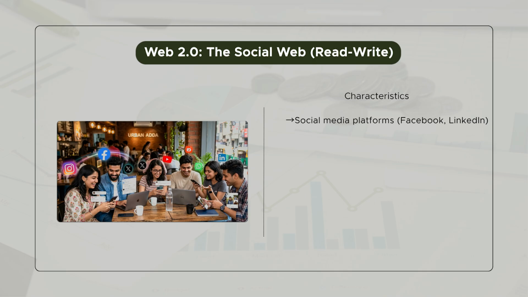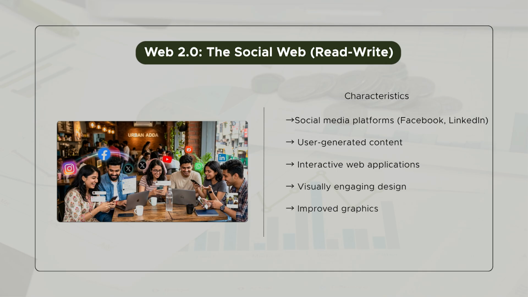The emphasis a lot more was now on user-generated content. Remember, in Web 1.0, the users were not writing. They were only seeing, consuming what the companies had put up. Now, there was user-generated content, a lot of it, and also interactive web applications. More vibrant and aesthetically pleasing designs, better graphics. This also introduced the concept of APIs, application programming interfaces, for software integration. This was Web 2.0, the social web.